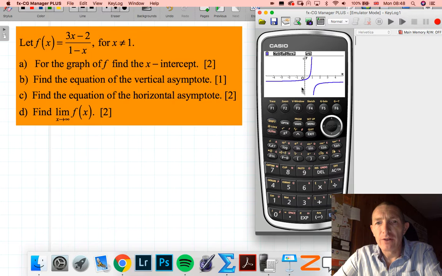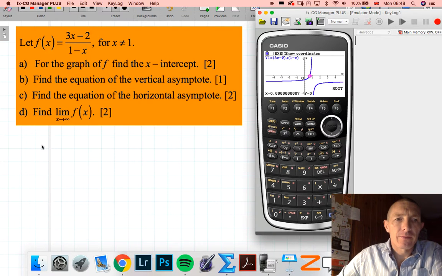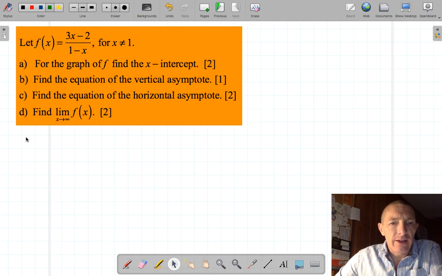But the first thing it wants to know is where the x-intercept is. So it's just there. If I just press G-Solve and look for the root, it will tell me it's at 0.666 or 2/3. So let's get that one down for A, 2/3.